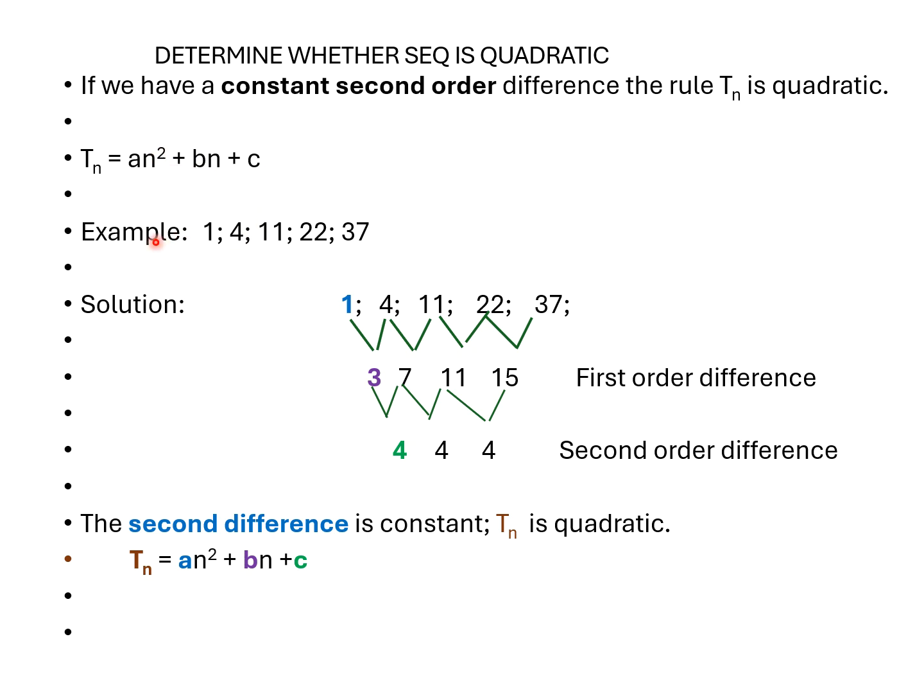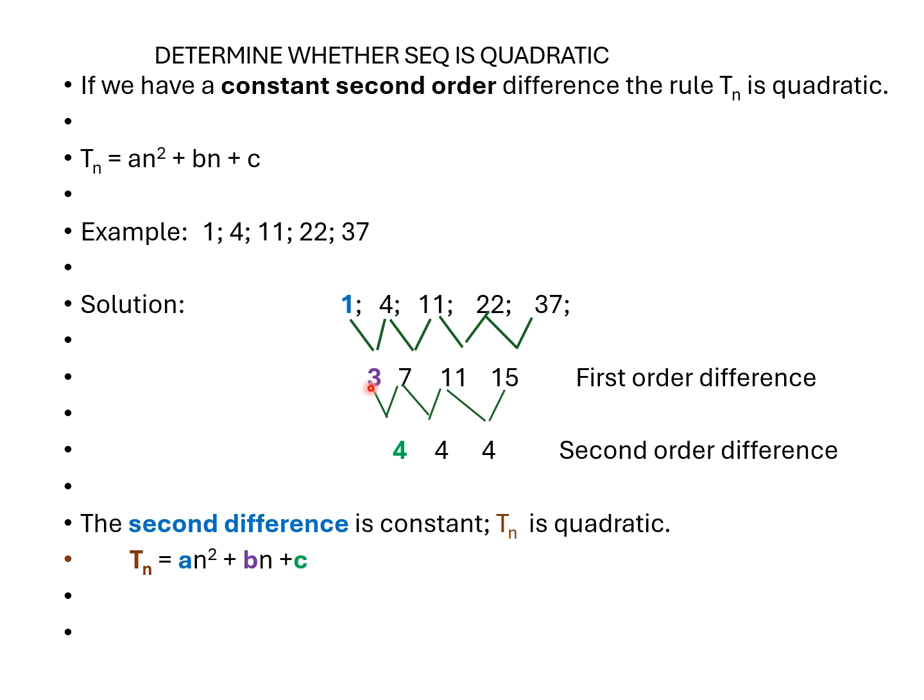So here we have example 1, 4, 11, 22, 37 given as a sequence of numbers. If we subtract, always from right to left. So if I say 4 minus 1, I get the value 3. If I say 11 minus 4, I get the value 7. 22 minus 11 gives me the value 11. 37 minus 22 gives me the value 15. Alright? So that is the first time I subtracted, therefore it's called the first order difference. Difference meaning subtraction. And first because it's the first time.